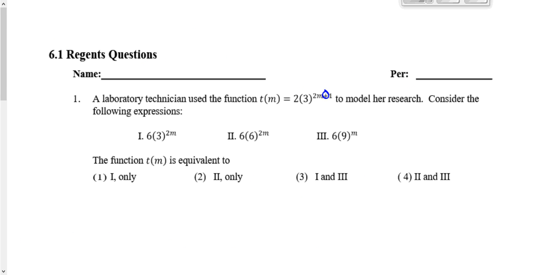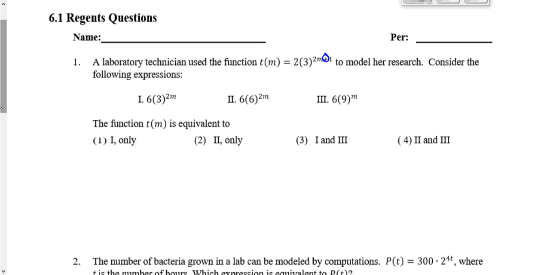So they want to know which of these three is equivalent to that up there. So you're going to want to work around with this. We're almost going to work it backwards from our rules, in reverse. You gotta know this so well, you're working backwards. Let's do this. Let's take the 2 times 3 to the 2m plus 1.